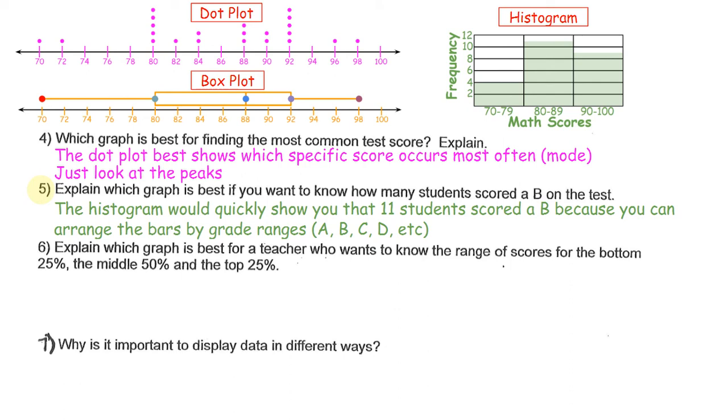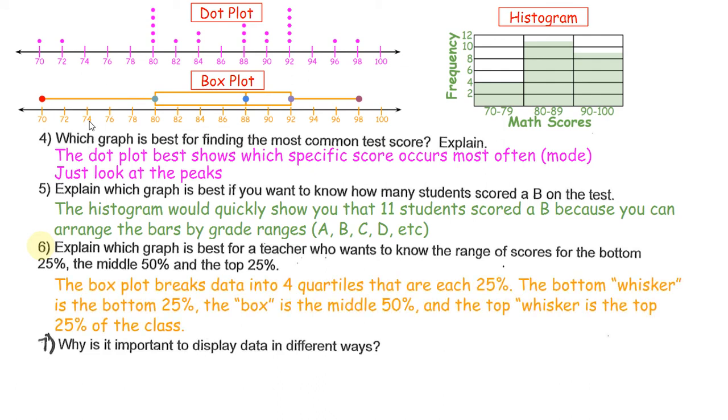It says, what if you were asked to explain which graph is best for a teacher who wants to know the range of scores for the bottom 25%, the middle 50%, and the top 25%? Well, from the last page, you guys could see that that was when we were talking about the box and whisker plot, because this whisker is representing the bottom 25. This whisker is representing the top 25. And then you have 25, 25, or middle 50. So the middle 50, the upper 25, and the bottom 25% of the class. So the box and whisker plot is the best to represent that.